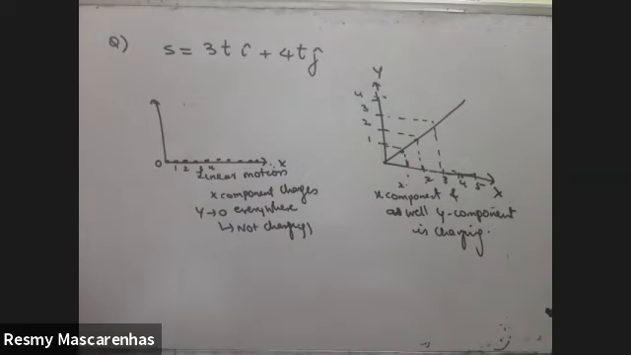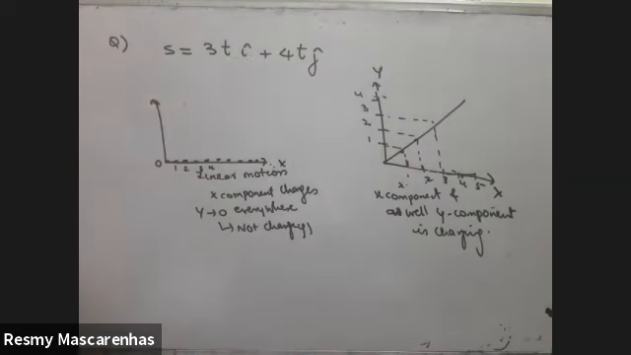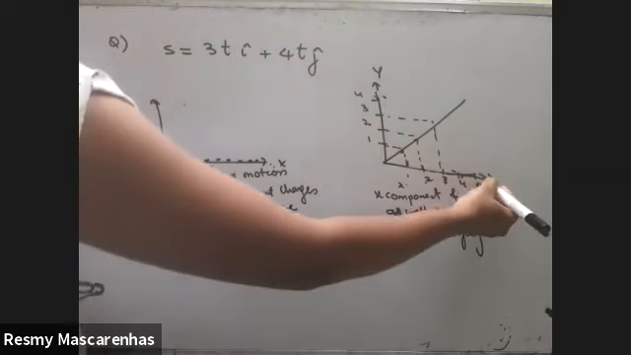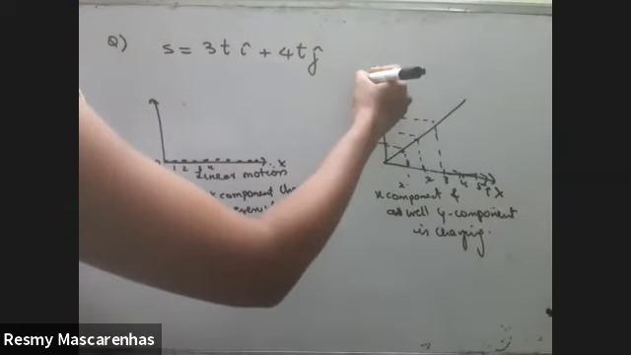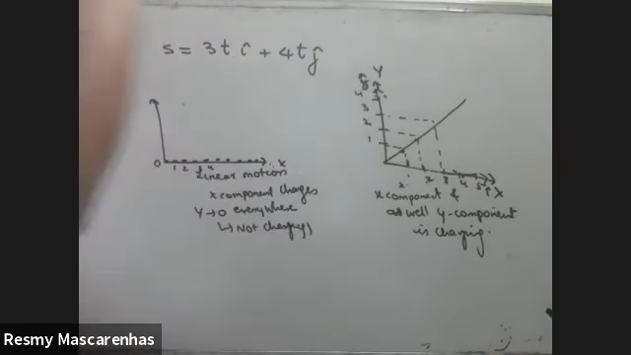No one will ask you to plot the graph. It is only to understand what this I and j mean. So I is nothing but along the x axis and j is along the y axis. That's it.